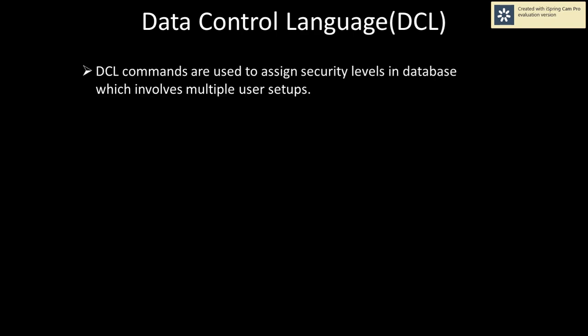Next, I will explain about Data Control Language. First point, DCL commands are used to assign security labels. There are different commands I have already told you. So, DCL command is used to assign security labels. Here, security label means those persons who will access the database, who will change the database. So these are the different security labels we can provide to the database by using DCL commands.